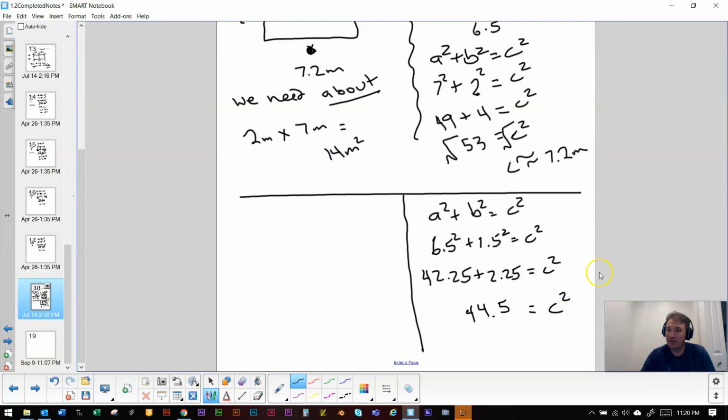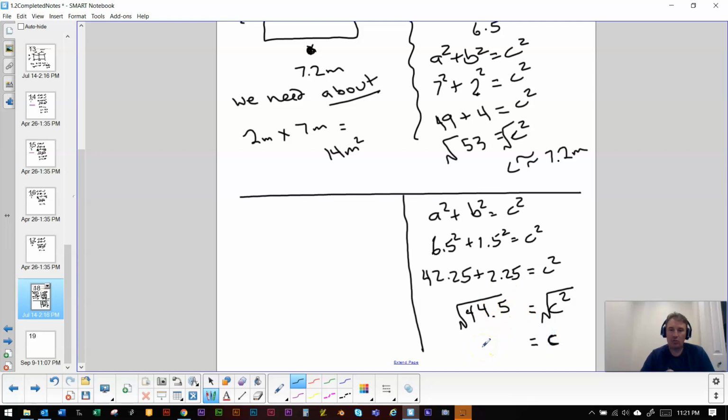And remember, we can't leave it as c squared, we've got to get it to c. So we've got to do the inverse operation of squaring, which is the square root. So when you square root c squared, it just cancels out the 2, the exponent, and we're left with c, which is what we wanted.